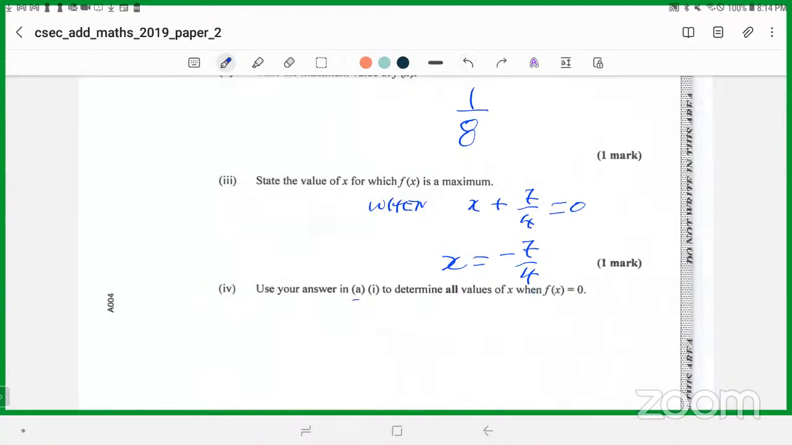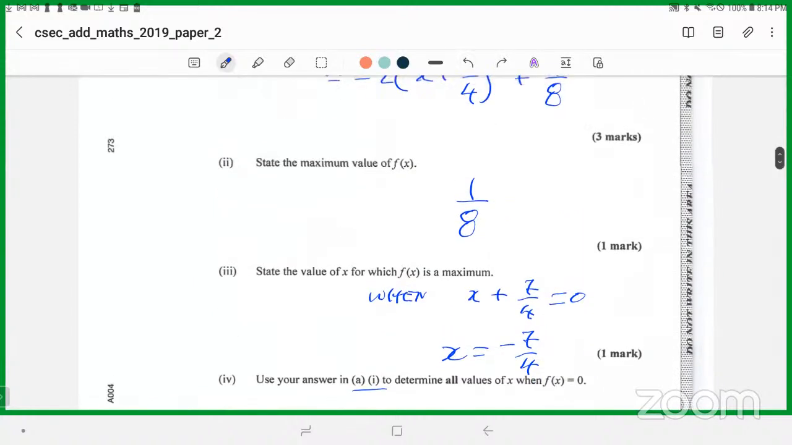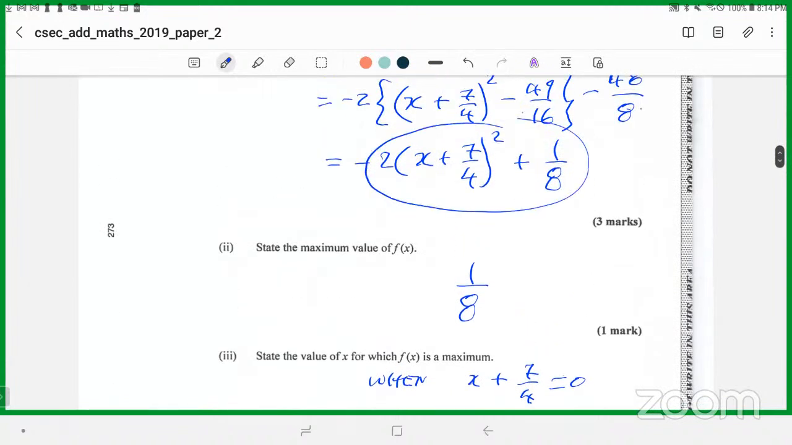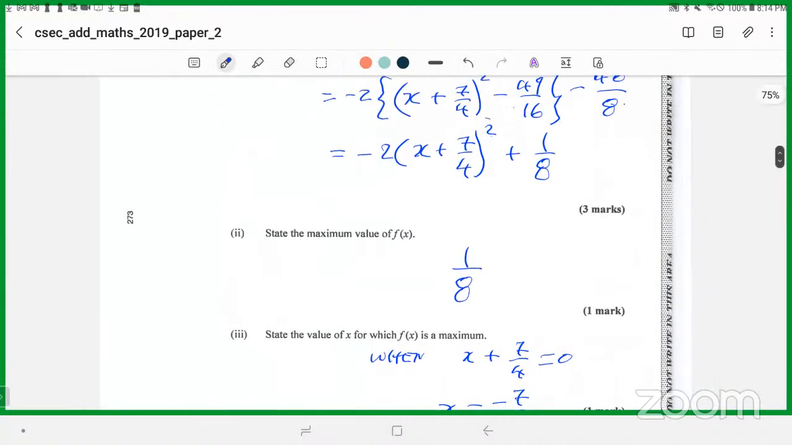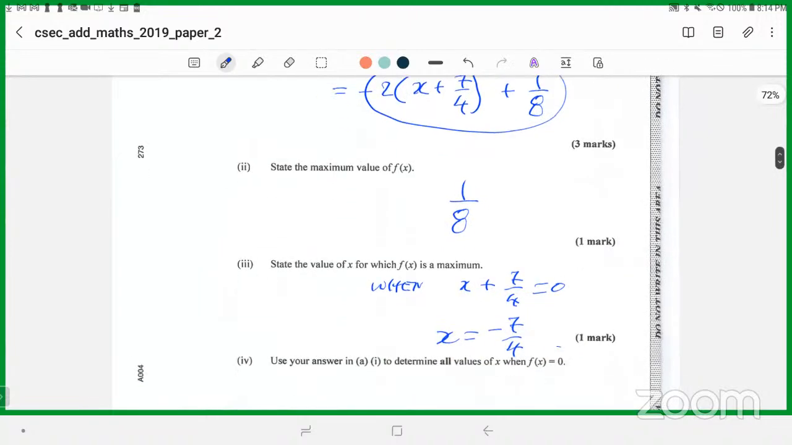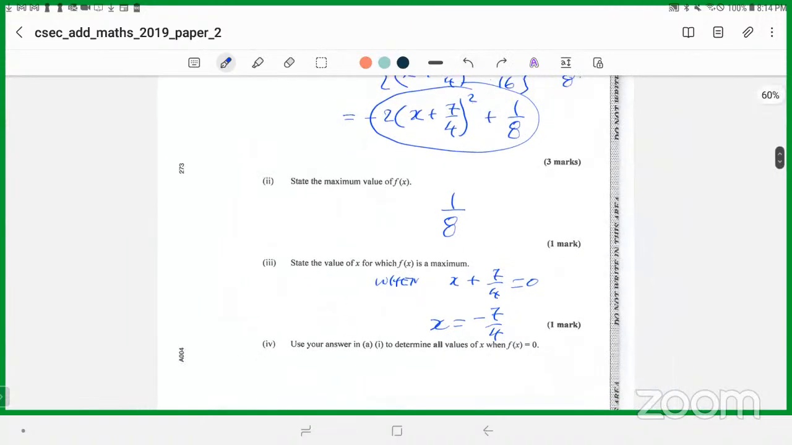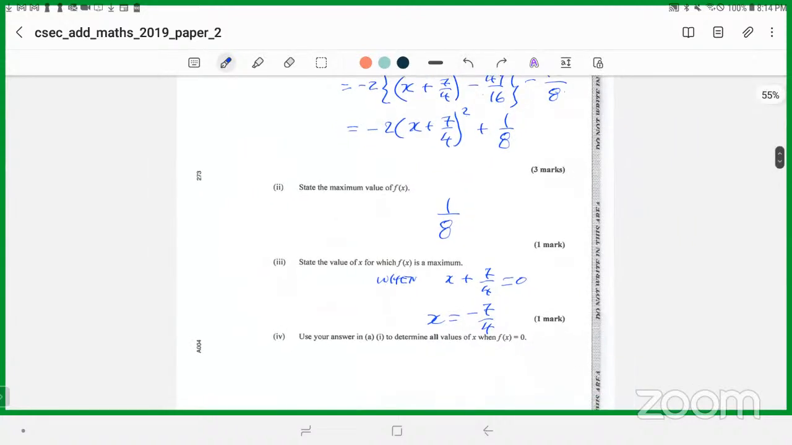Use the answer sheet to determine all the values of f of x equals 0. Use the answer in A1. So they want us to use this. Find all the values when f of x equals 0. And it's just 2 values as a quadratic. So basically, I put this thing equals 0 down here. That's what we're doing, right? f of x equals 0. That's what they want us to do. They don't want us to use the quadratic formula. They want us to work from here. All right? So we have minus 2 into x plus 7 over 4 squared plus 1 over 8 equals 0.